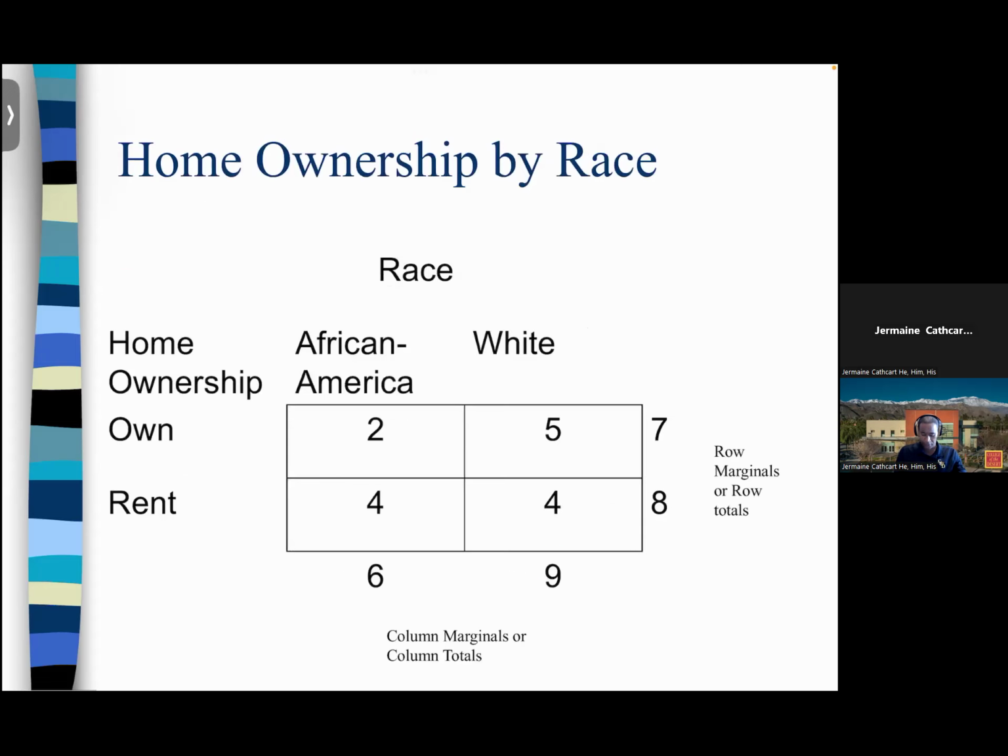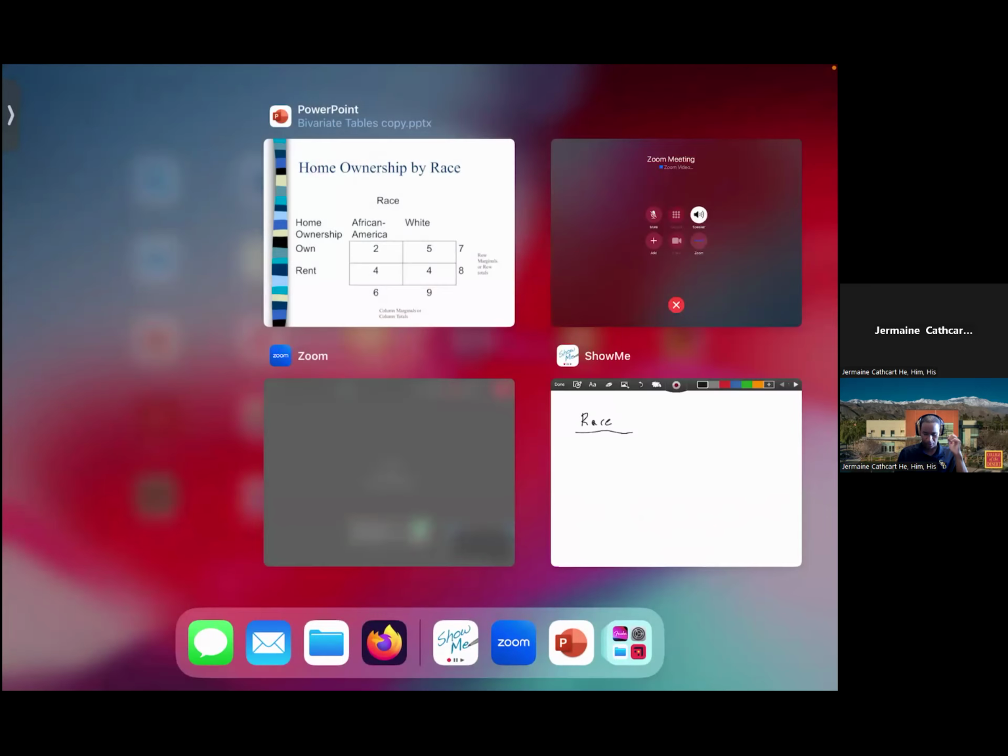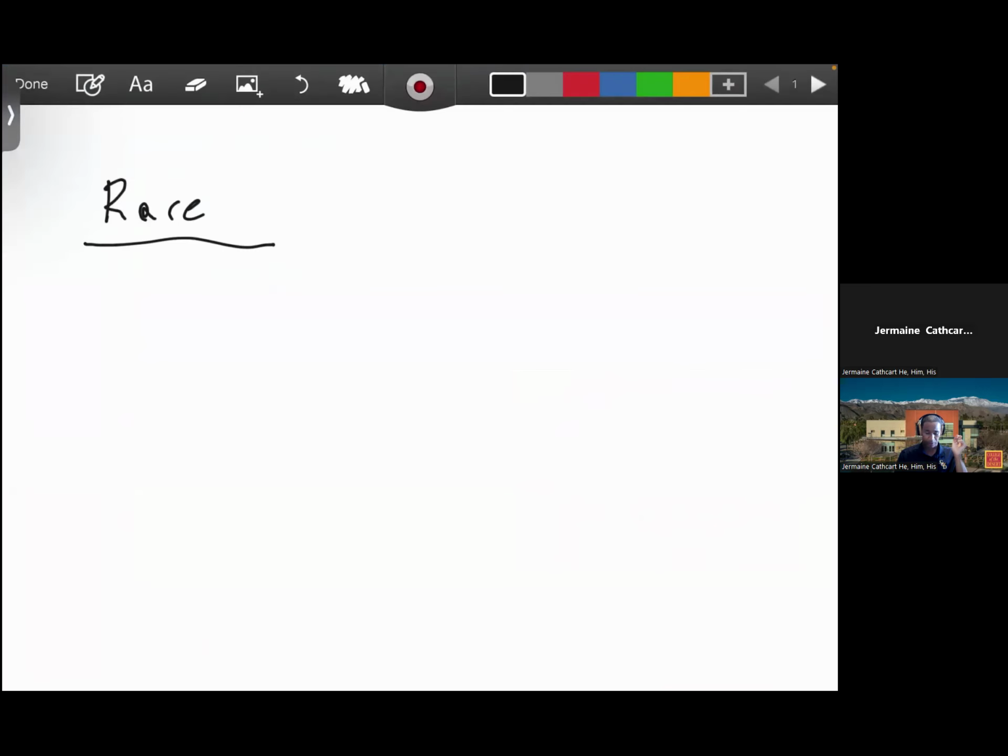Okay. So for example, if we're looking at race and homeownership, let's say we're looking at race as one frequency distribution. Okay, 6 African Americans and 9 whites. So I'm just going to put B for black, which is 6, W for white, 9. Okay, so that's a frequency distribution for the variable race.